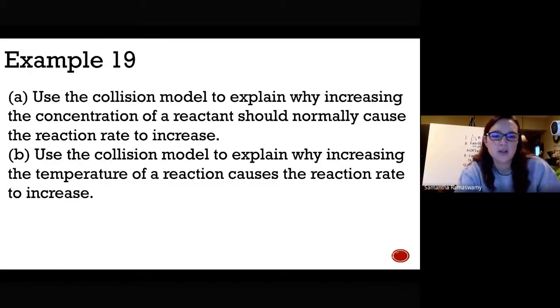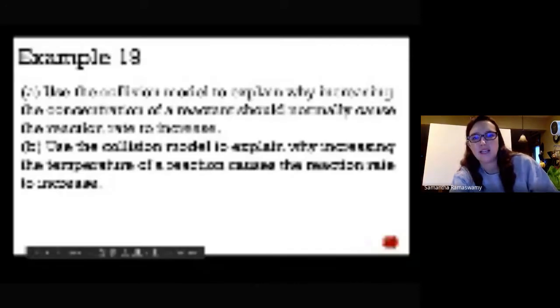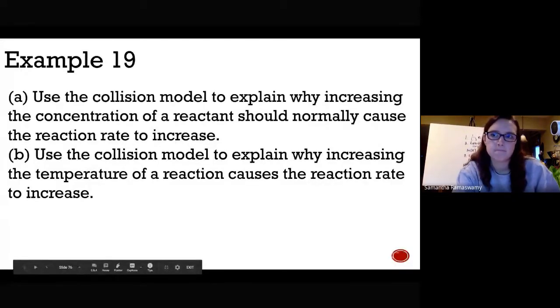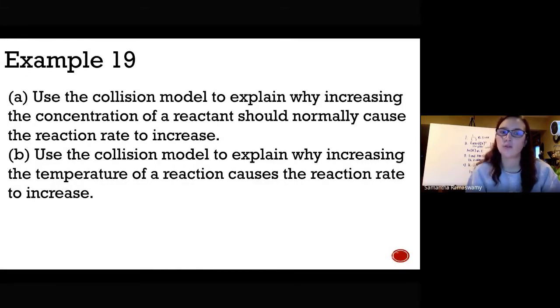Okay, so hopefully you got 19 and at least part of number 20 answered. Most of these examples are old AP questions, so again, just more practice with timing. Example 19 had you look at two different reasonings for why reaction rate would increase. If it says use the collision model, make sure that you are using the collision model.